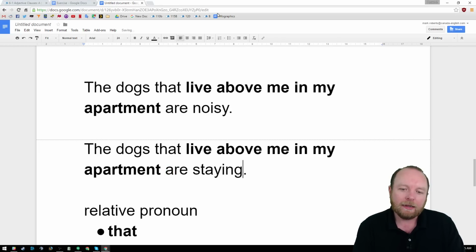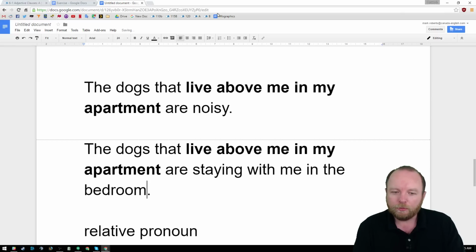The dogs that live above me in my apartment are staying with me in the bedroom. Okay, which bedroom? So I don't know. I'm sorry. I'm trying to change this sentence and add another relative clause. Okay. Is this what you mean, Norlene? I think Norlene is from the Philippines. I was talking to her on the Facebook chat. Guys, Facebook people, come on to YouTube. I'm kind of not looking at the Facebook chat right now.